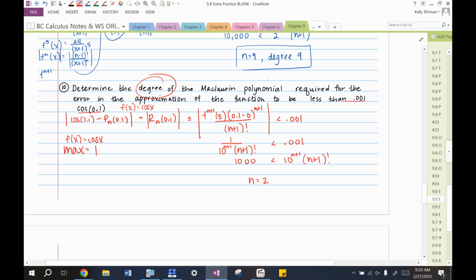Determine the degree. Now, think about this. Degree 2, if n equals 2, does that correspond? Remember, your cosine x Maclaurin is 1 minus x squared over 2 factorial. So yeah, if we have to get out to 2 derivatives, that will correspond with a second degree. If the answer was n equals 3, it would be degree 2, because n equals 3 would be plus 0 x to the third over 3 factorial, so the degree would still be 2.